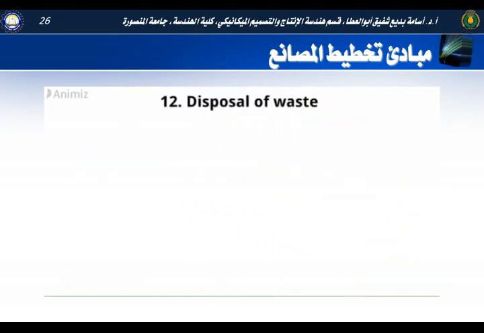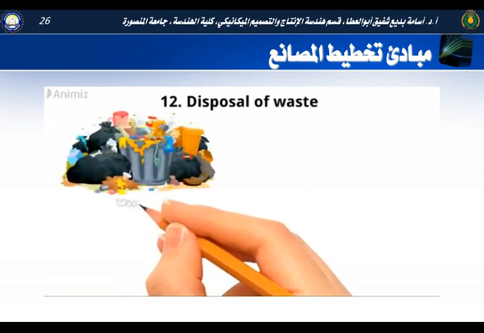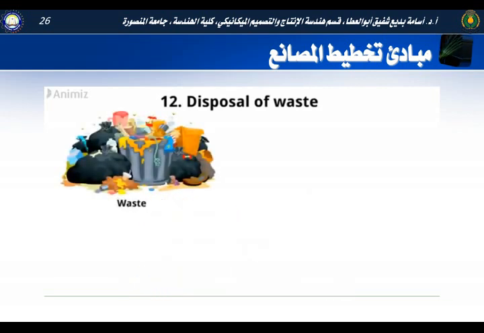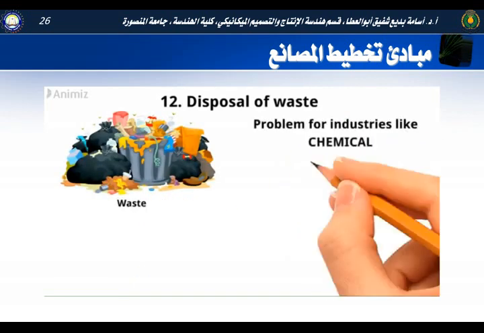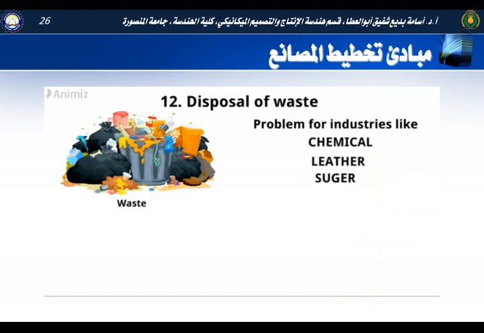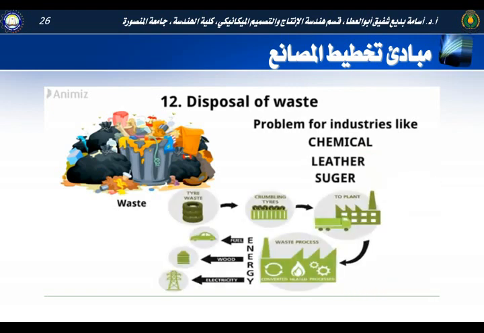12. Disposal of waste. Disposal of waste is becoming a major problem for industries like chemical, leather, sugar, etc., so plant location should have proper provision for this. These are the factors every industry needs to consider while choosing a plant location.